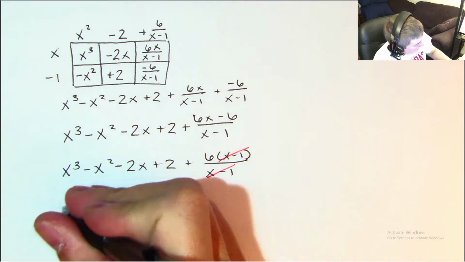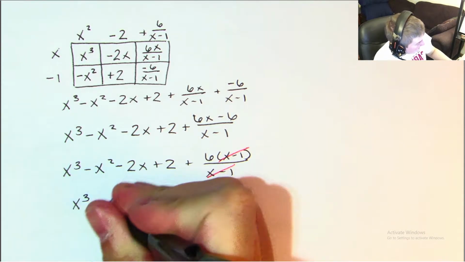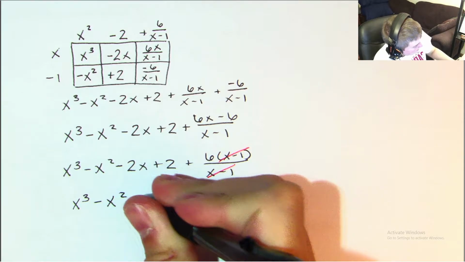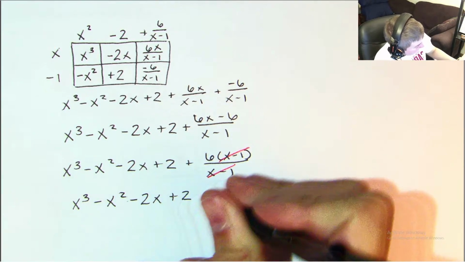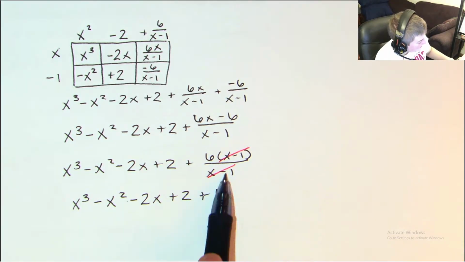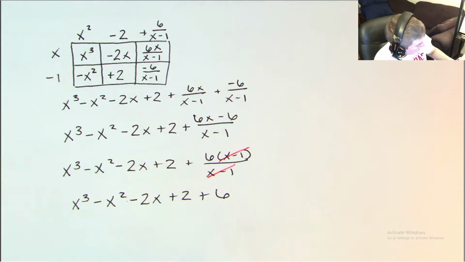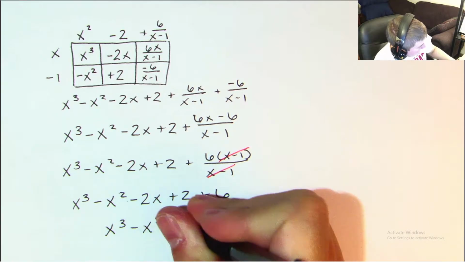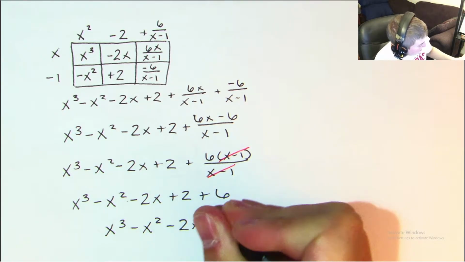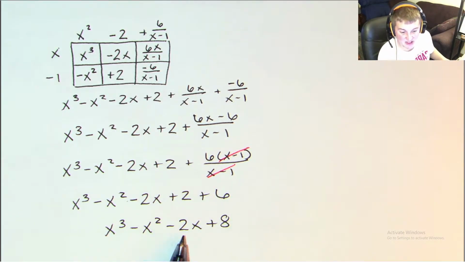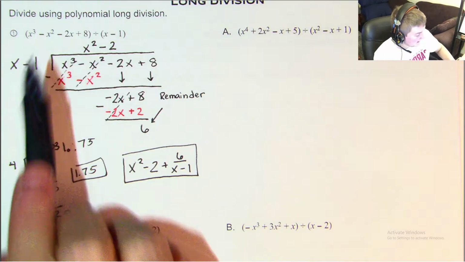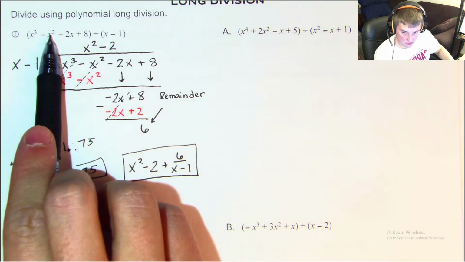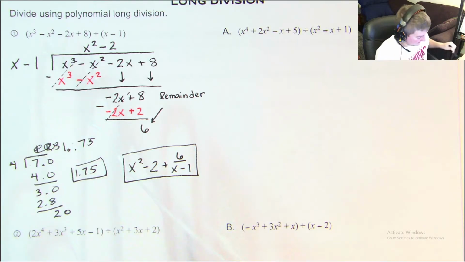And so what I end up with is x cubed minus x squared minus 2x plus 2, then plus 6, because these cancel each other out. All that's left over is 6. This means it simplifies into x cubed minus x squared minus 2x plus 8, x cubed minus 2x squared minus 2x plus 8.